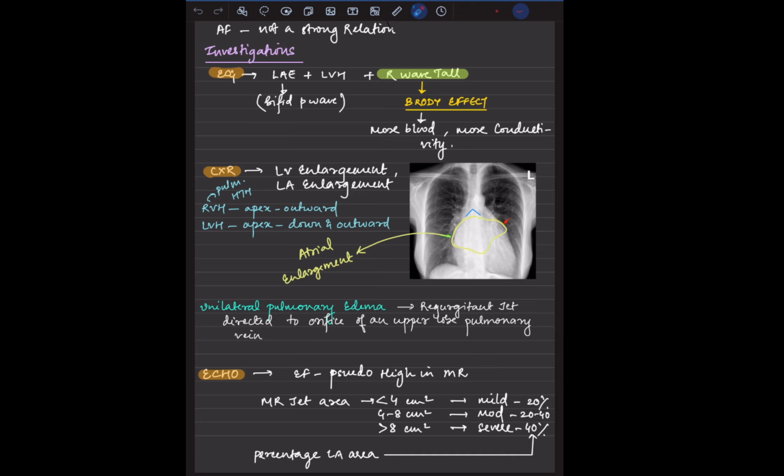Depending on the MR jet area, we have mild, moderate, and severe. That is 20%, 20 to 40%, and more than 40% of the left atrial area involved. And the area is less than 4, 4 to 8, and more than 8 centimeter square. According to that, we have divided it.